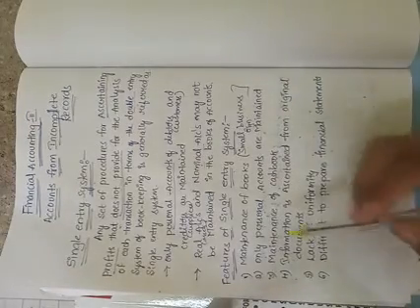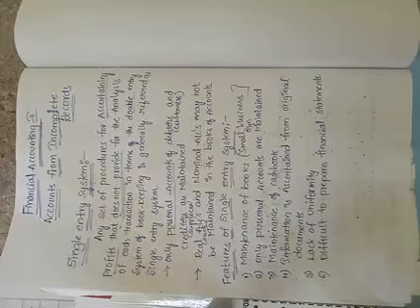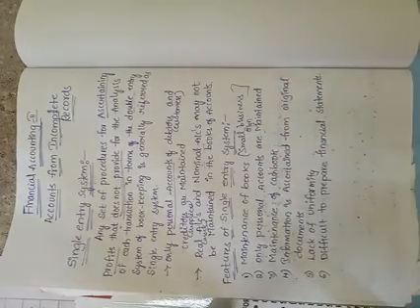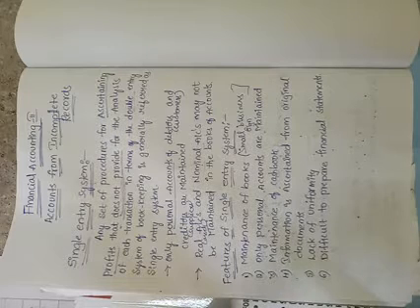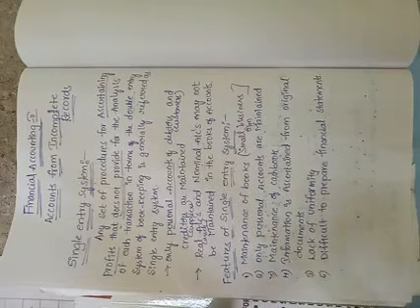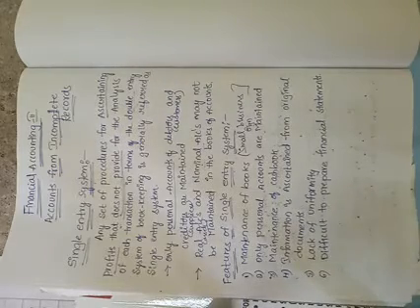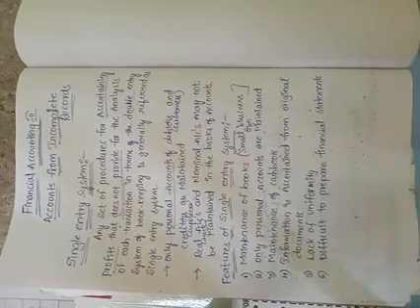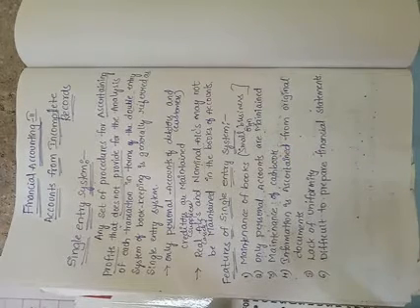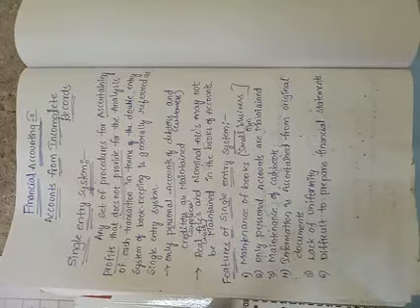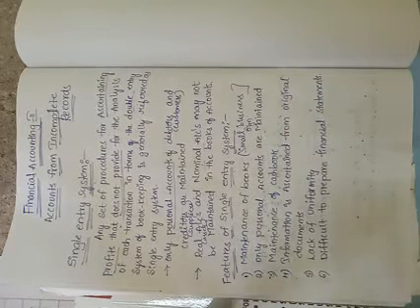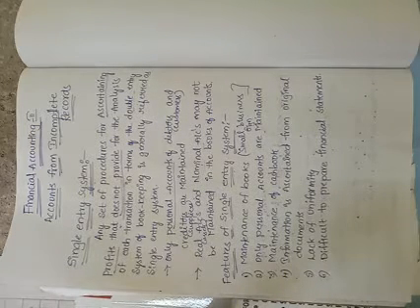The next is only personal accounts are maintained. Real and nominal accounts may not be maintained in the books of accounts. So in this system, only personal accounts of debtors, such as customers, and suppliers or creditors are maintained. Real and nominal accounts are completely ignored.